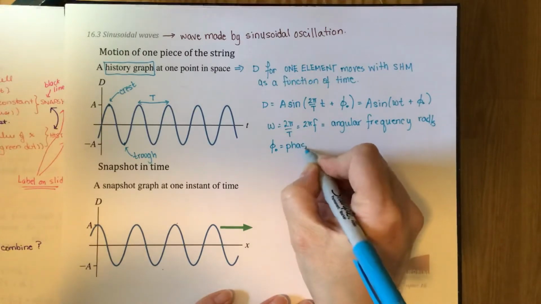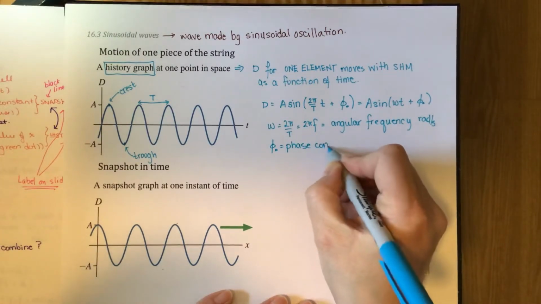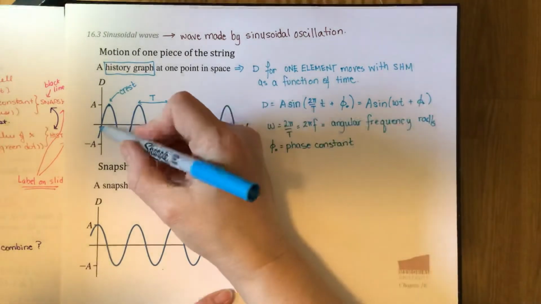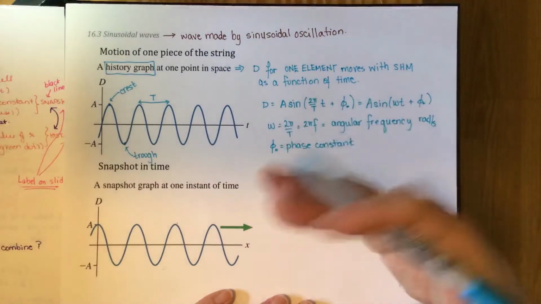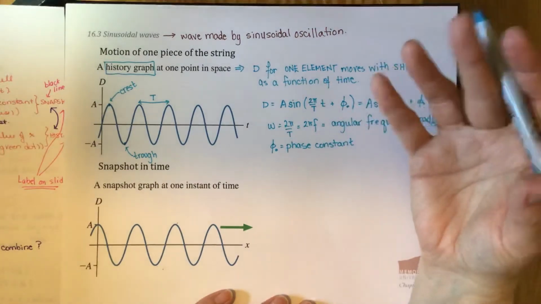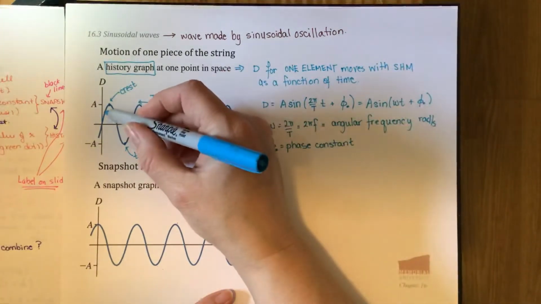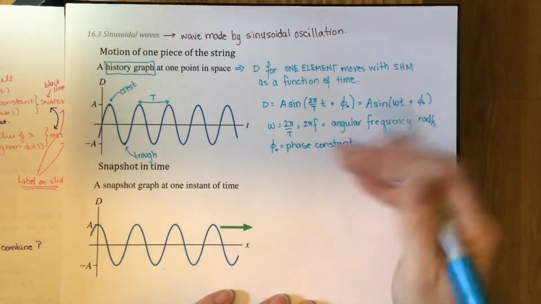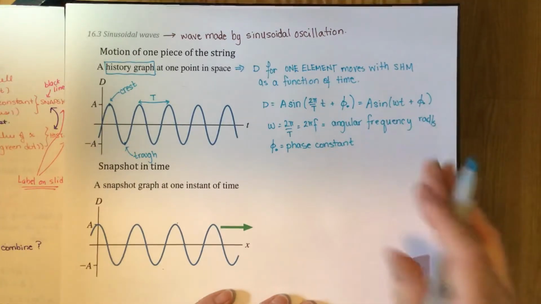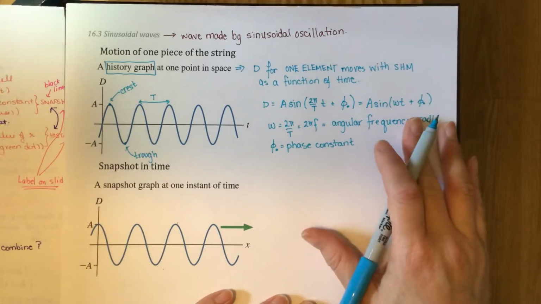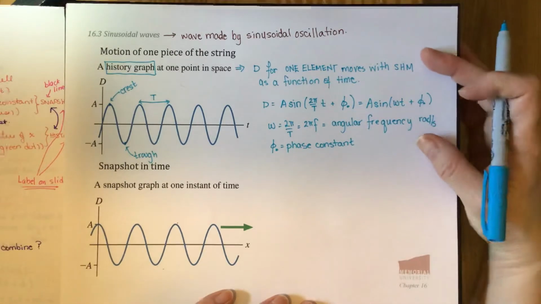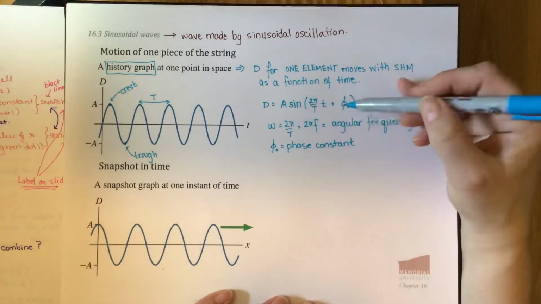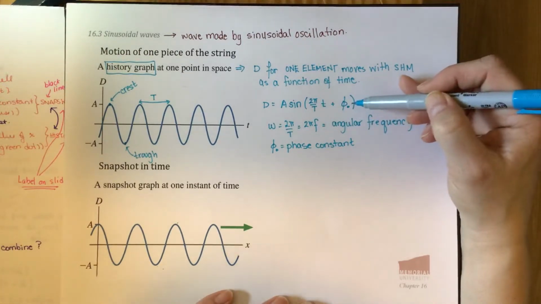And what the phase constant does is we know that a sine wave normally starts from 0, but an oscillation doesn't necessarily have to start at 0. It could start from somewhere in the middle, or the amplitude, or the negative amplitude. This φ₀ allows for a different starting point, and that's what we talked about in the recap from Chapter 15. Okay, so this is our history graph. That green dot moving up and down over time can be described by this equation right here.